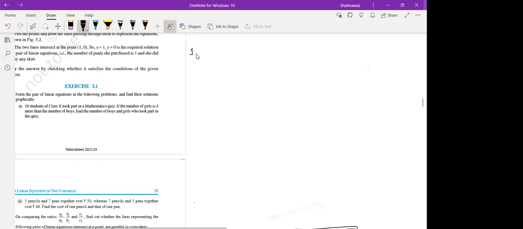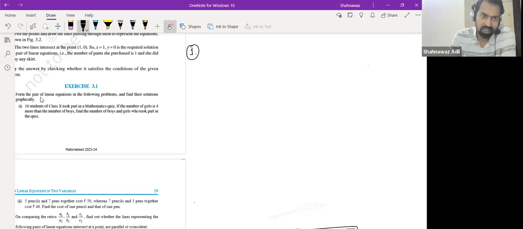We have to form a pair of linear equations, right? First is this, and then we have to find their solution graphically. So first, let us find out what is the algebraic representation of this information.